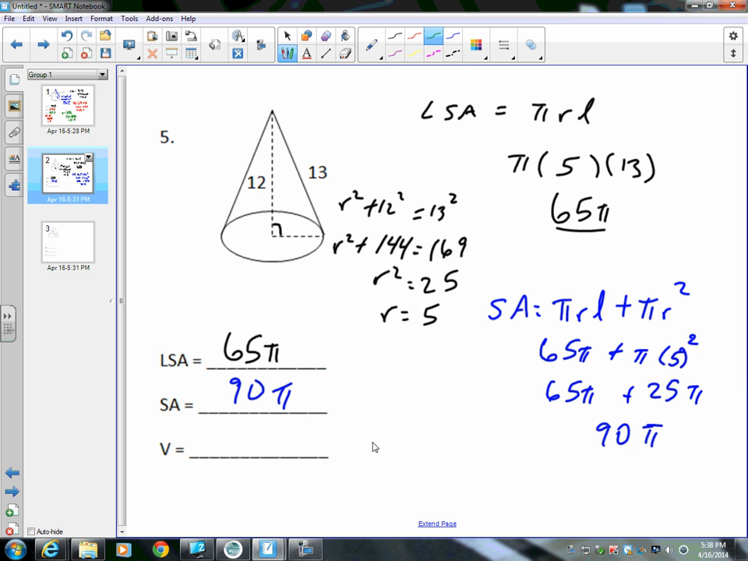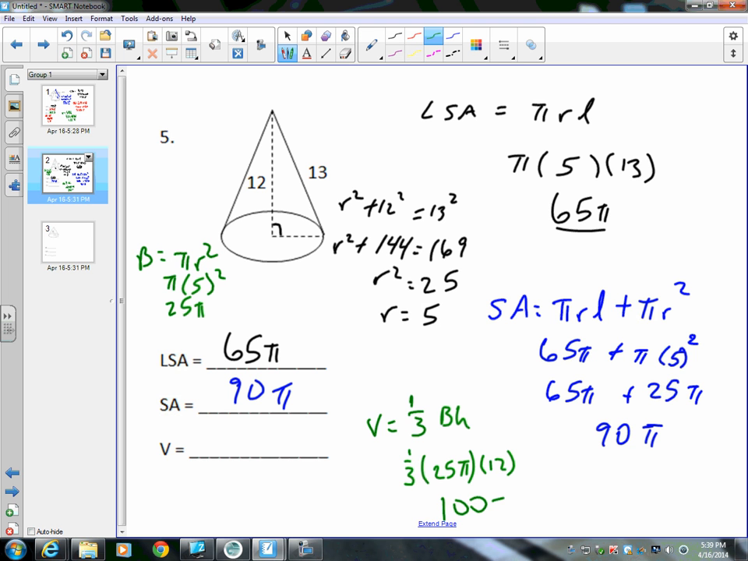Last one, volume. Volume on a cone is just like the pyramid, 1/3 big B times h. The hard part is big B. Big B again stands for area of the base. On a cone, the base is a circle, so it's pi r squared. Radius is 5, which we just did, so 5 squared is 25 pi. So we get 1/3 times 25 pi, and height is 12. Multiply all these together. 12 times 25 times 1/3, and we get 100 pi, and this is in terms of pi.